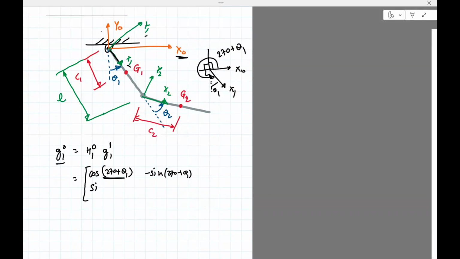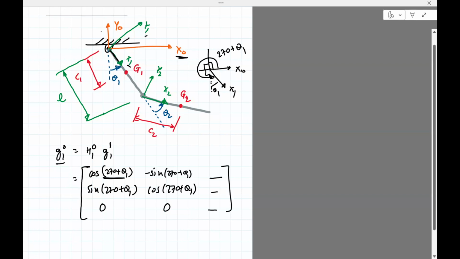Okay, then sine 270 plus theta 1, cosine 270 plus theta 1. And then this is a placeholder 0, 0. And then here I need to put the position of the origin, O0. So that's going to be 0, 0, 0, 0, 0, 1. This 1 is again a placeholder in the homogeneous matrix.